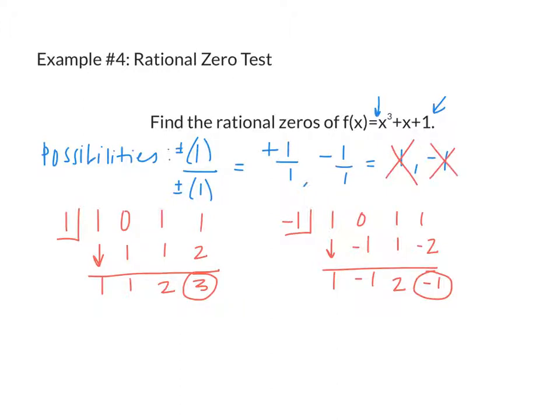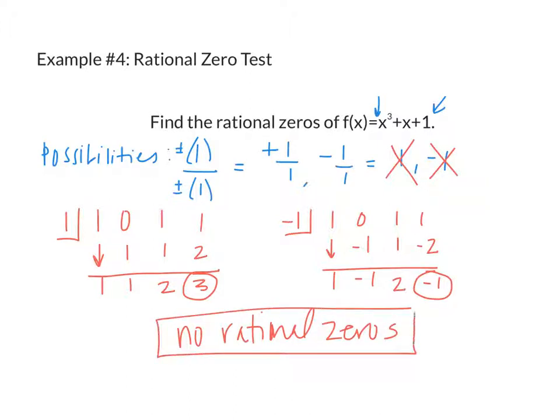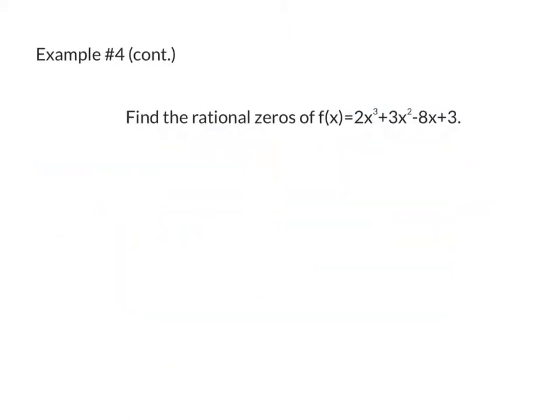So this one actually has no rational zeros. It does not mean that it does not have any zeros. They're just not rational numbers, which means numbers that can be written as a fraction. Okay, we're going to try it again.